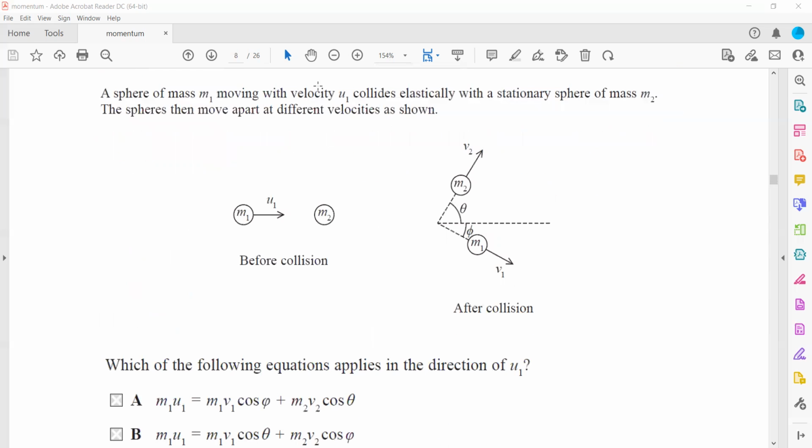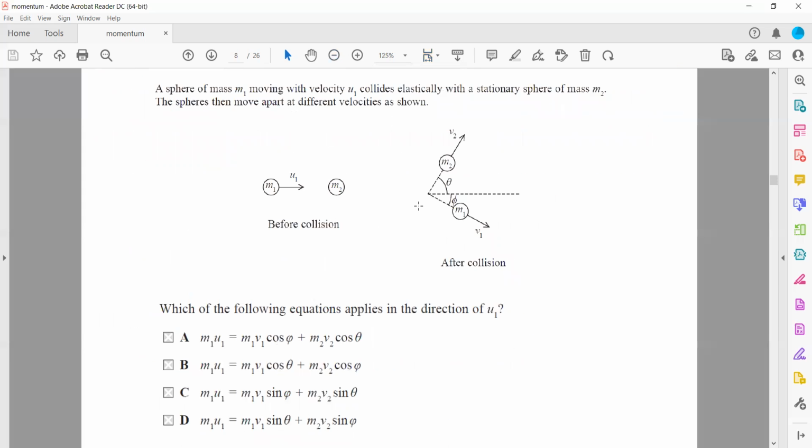In question 13, a sphere of mass m1 moving with velocity u1 has an elastic collision with a stationary sphere of mass m2, and they move with angles theta and phi. Which of the following applies to the direction of u1? u1 is in the x direction, so we have to divide into components.